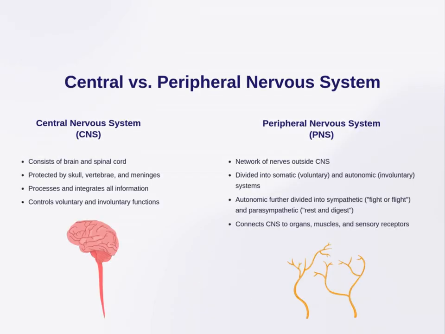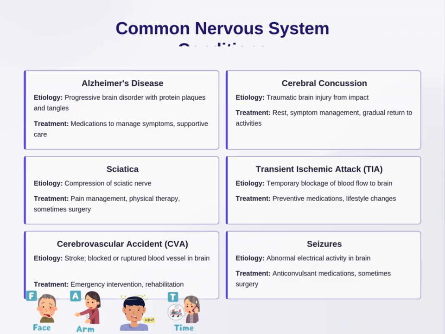Central and peripheral nervous system again, brain and spinal cord, and your nerves outside, which we've kind of already talked about. Some common conditions of the nervous system: Alzheimer's disease, a progressive brain disorder. There are medications. There's no cure, but there are medications to help manage symptoms, and supportive care. Cerebral concussion, which is caused by TBI, or traumatic brain injury, from impact. Symptom management is the big thing here.